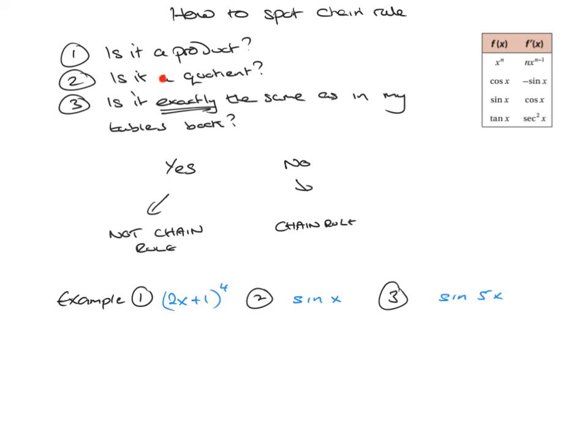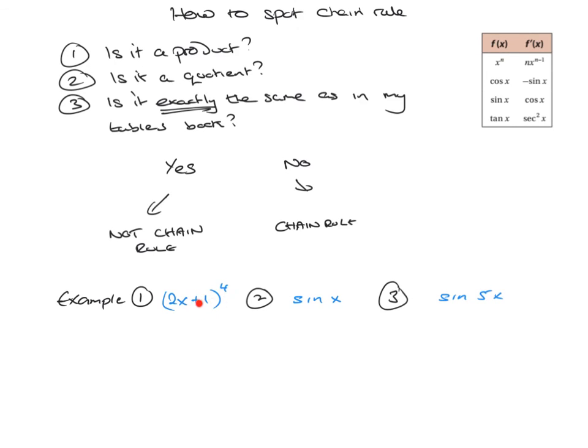So product rule, quotient rule. If it's not quotient rule, is it exactly the same as in my tables book? It has to be exactly of these forms here, guys. If it's not any of these forms, then it's a chain rule. So if you have a look here, example number 1, 2x plus 1 to the power of 4. Does that look exactly like one of these? Is it x to the power of n? Well, no, it's 2x plus 1 to the power of n. It's not exactly the same as that. Therefore this is a chain rule.